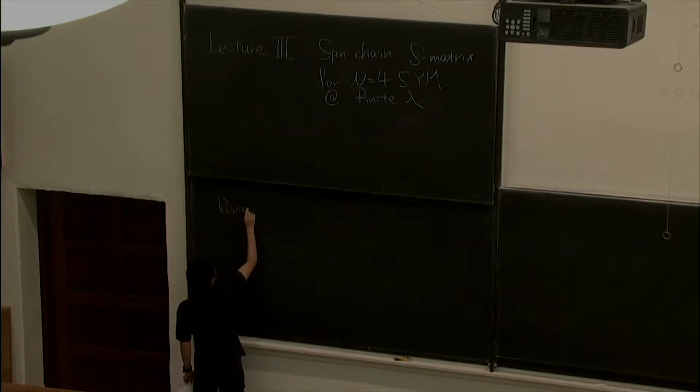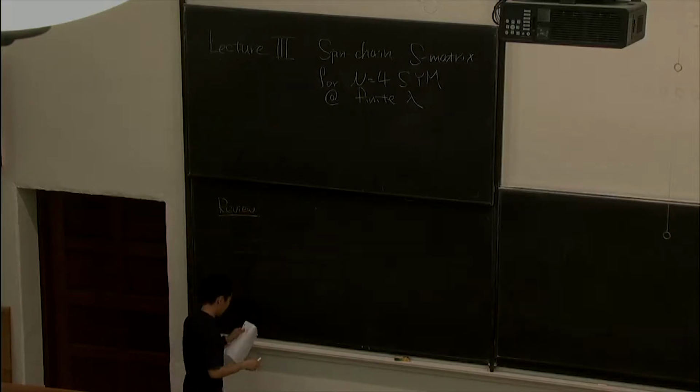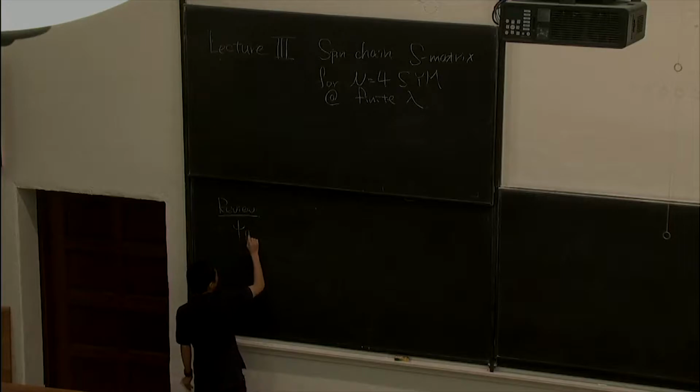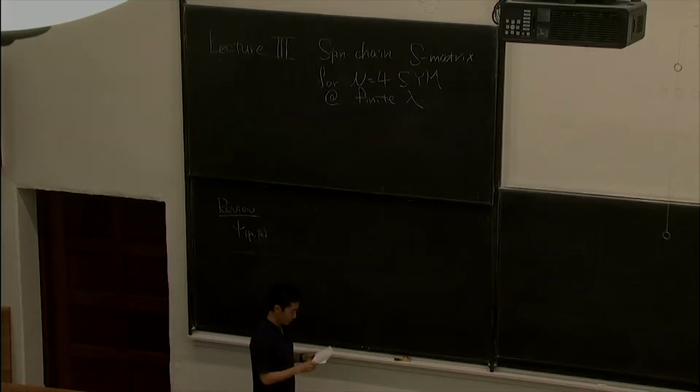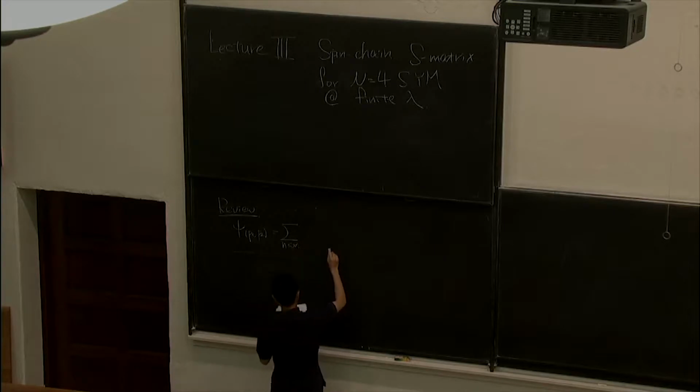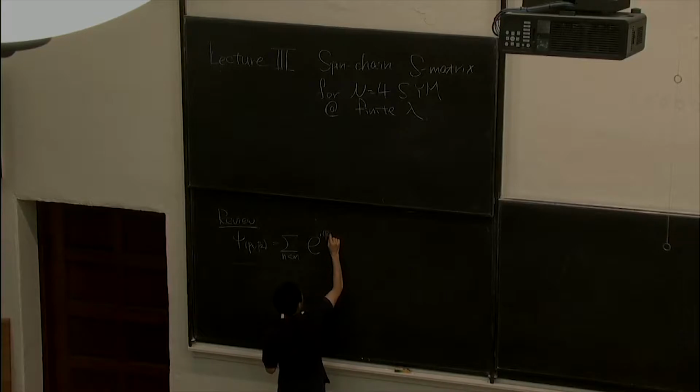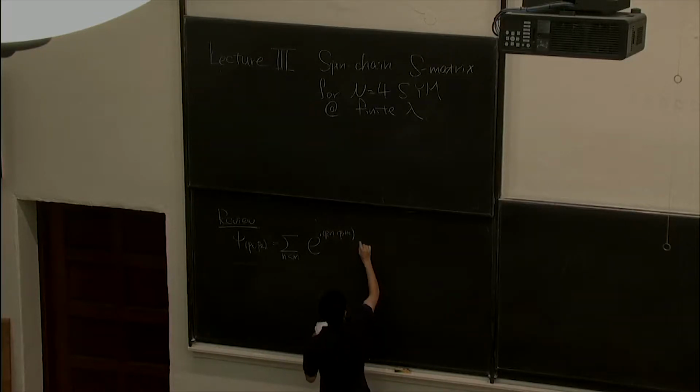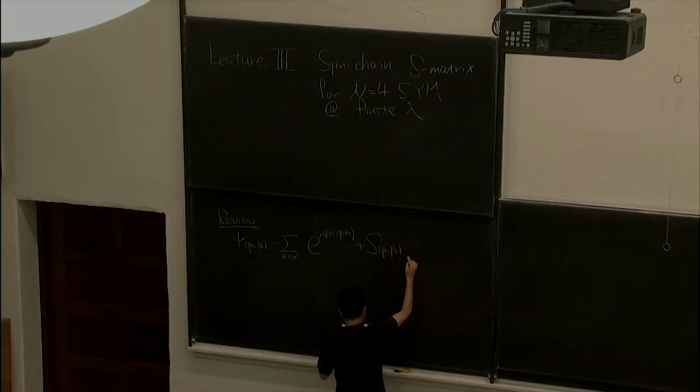Yesterday we talked about how the spin chain arises from perturbation theory of N=4 super Yang-Mills theory at weak coupling. In the end, we arrived at some Hamiltonian, and I explained that the Hamiltonian can be diagonalized by making some ansatz for the wave function. In particular, for the two-magnon states, the wave function had this form. It's essentially given by a sum of plane waves.